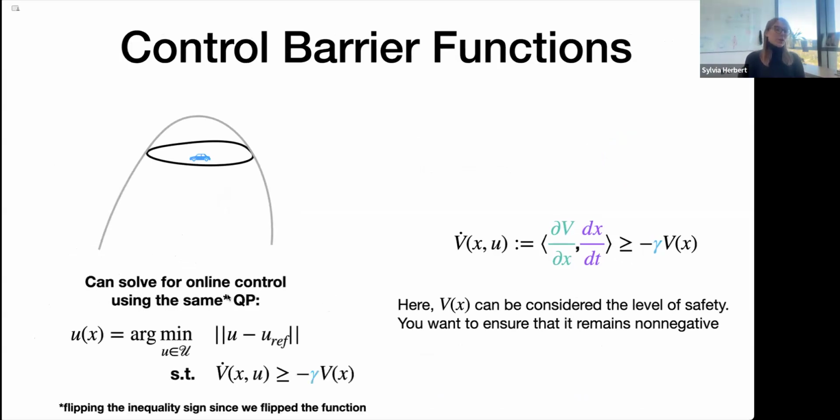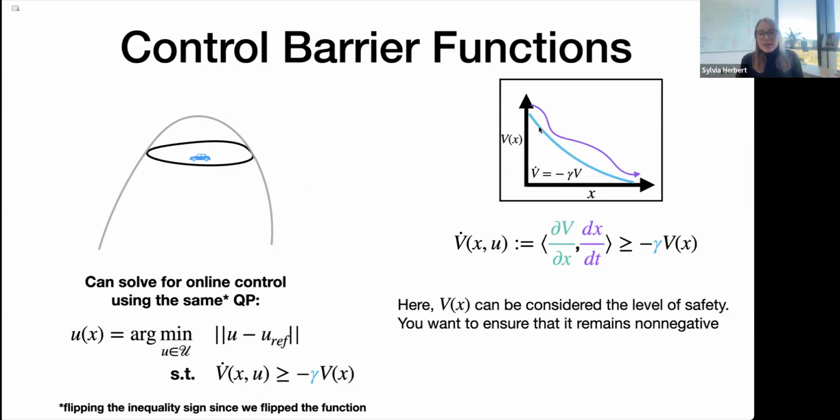You can solve for the online control using the same exact QP as the CLF. I have the star here because, again, we flipped the inequality sign since we flipped the function. But it's the same thing that you would use for control Lyapunov function. And control Lyapunov functions just naturally encode that when you're outside of this, you will stabilize to this set. And when you're inside of it, you are allowed to freely move around. But as you approach the boundary, you have to maintain safety.